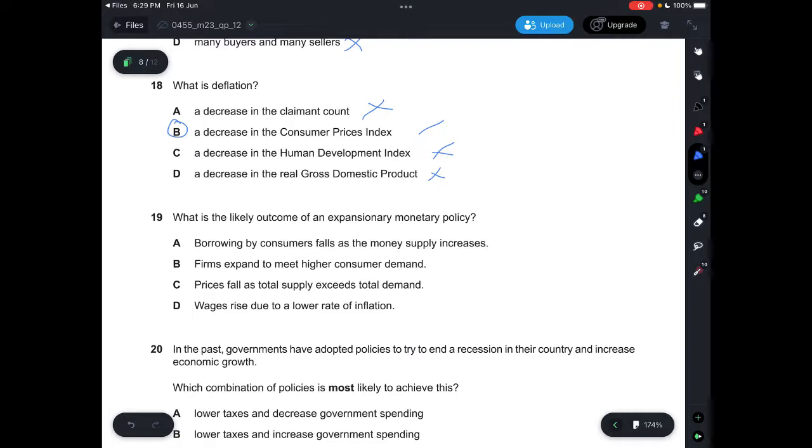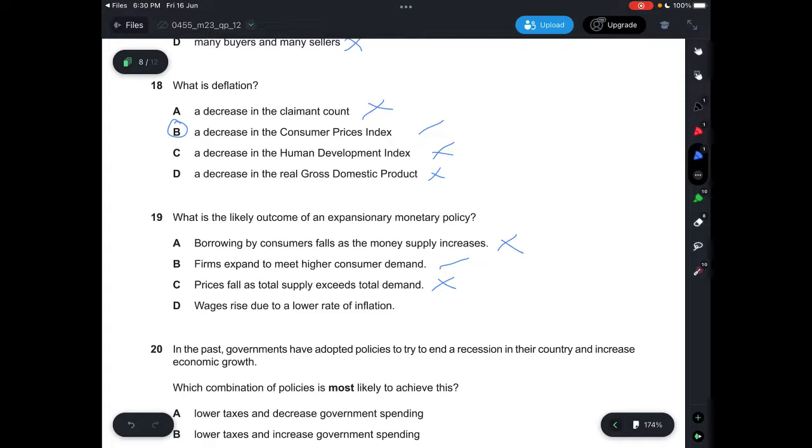Okay, expansionary monetary policy basically means that there would be an increase in the money supply and also a decrease in interest rates and exchange rates. So A, it says borrowing by consumers falls, which is not correct because the interest rates are now lower, so people will rather borrow. B, it says firms expand to meet higher consumer demand, which is correct because indeed there's an increase in aggregate demand. And C, it says prices fall as total supply exceeds total demand, which is not correct because your AD increases, which means that your price level will increase, so your prices will not fall, instead they will increase.